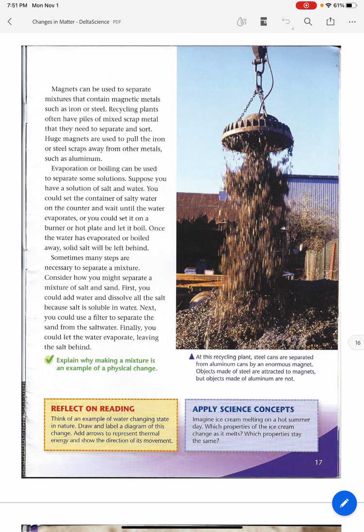Evaporation or boiling can be used to separate some solutions. Suppose you have a solution of salt and water. You could set the container of salty water on the counter and wait until the water evaporates, or you could set it on a burner or hot plate and let it boil. Once the water has evaporated or boiled away, solid salt will be left behind.